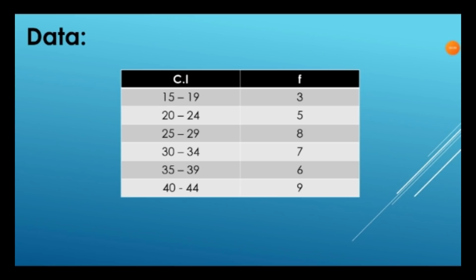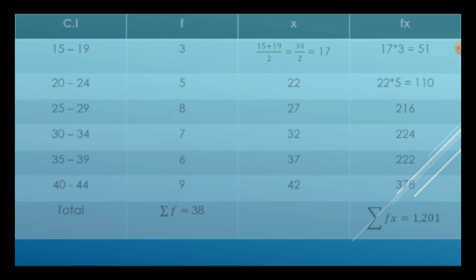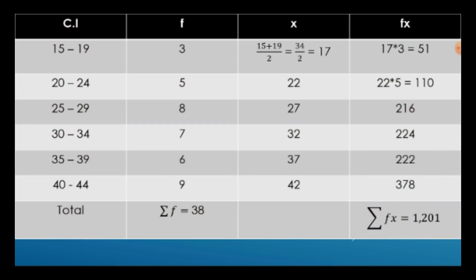The formula of mean is summation fx divided by summation f. It means we need to construct the column of x, meaning midpoint, and the column of fx, the product of frequency and the midpoint. So in the next slide I will show you how to find out or construct the different columns f, x and fx. How to find out x, students?